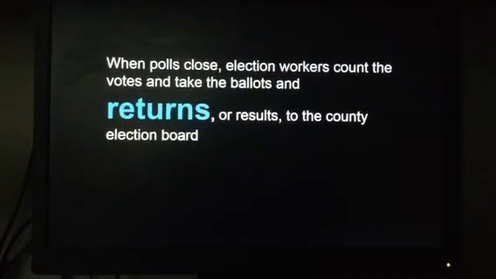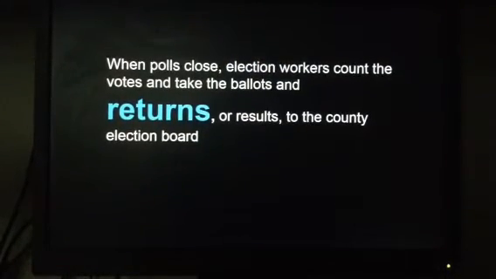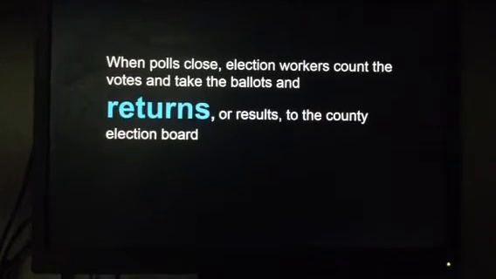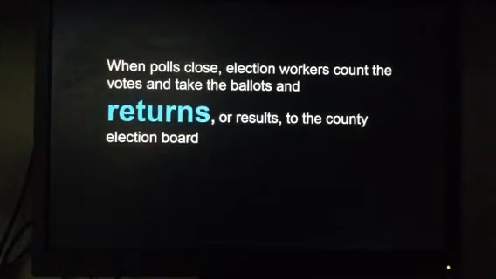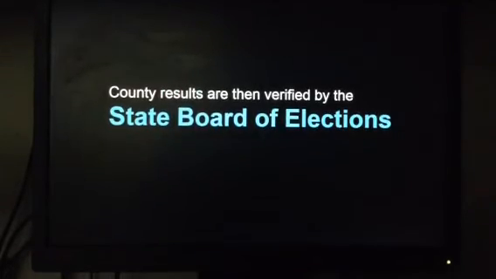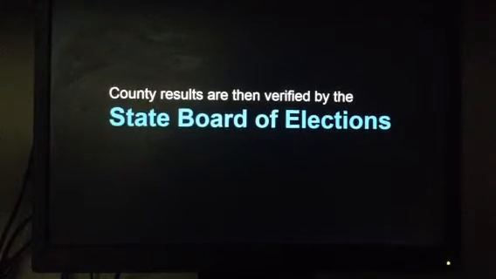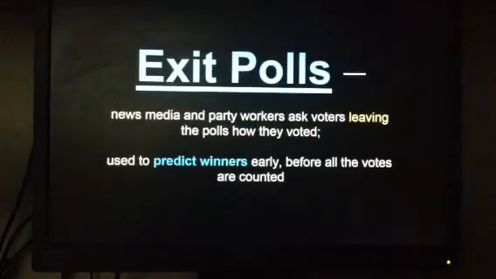When polls are done, the election workers count the votes and take the ballots and the results to the county election board. They're called the returns. The returns are the results. The state board of election certifies the returns, and then the state attorney general certifies the state board of elections.